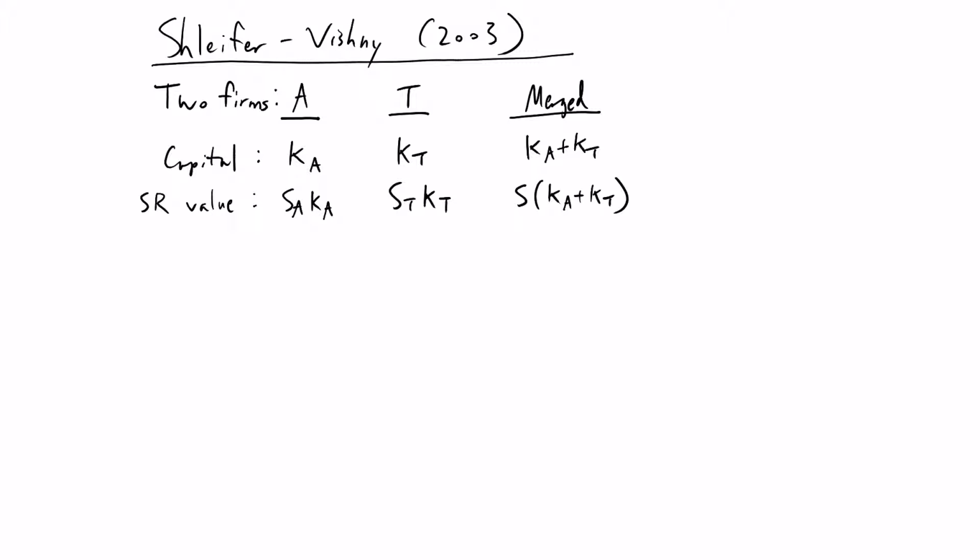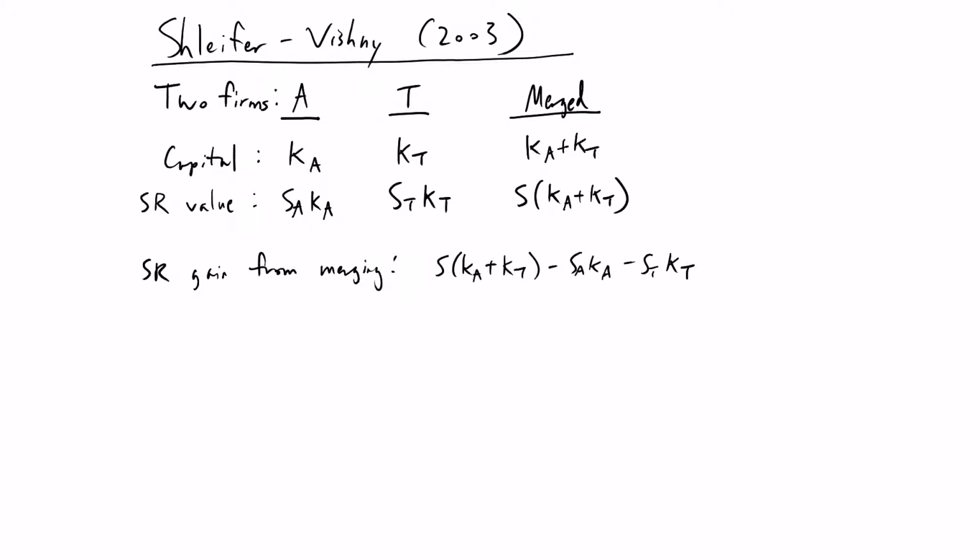So what would be the short run gain from merging? Well, that would be the three terms added together, right? S(K_A plus K_T) minus S_A K_A minus S_T K_T. Right. So for this to actually work, if you think about it, you need S to be high enough. Otherwise, you're just not going to compensate, right? So S has to be high enough in this case.